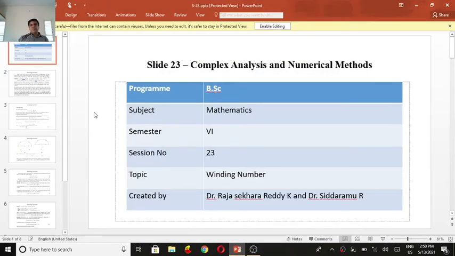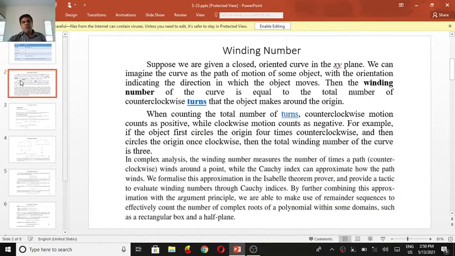Now we come to exercise 23. So we start with the winding number. What is a winding number, and what are some more properties of a winding number? We come to that. Suppose we are given a closed and oriented curve in the XY plane.